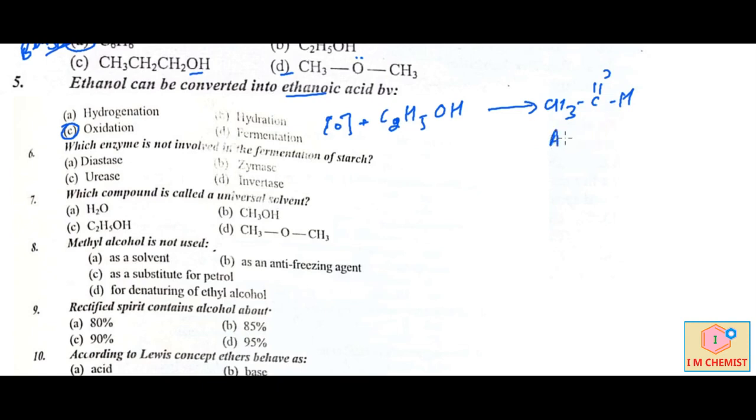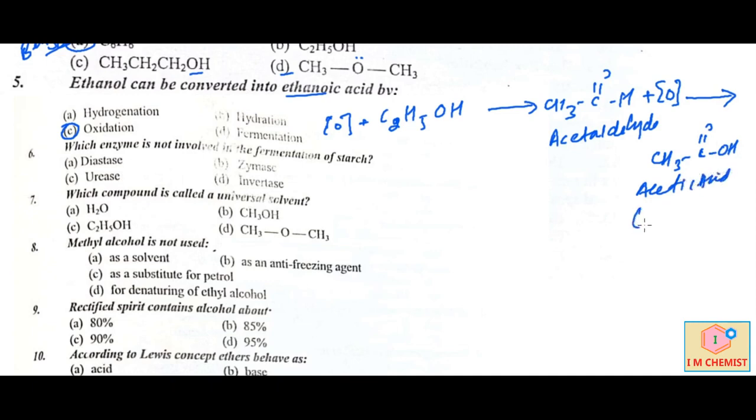acetaldehyde, and if you oxidize this acetaldehyde again in the presence of an oxidizing agent, it would be converted into acetic acid. This is acetic acid, and acetic acid is also known as ethanoic acid.